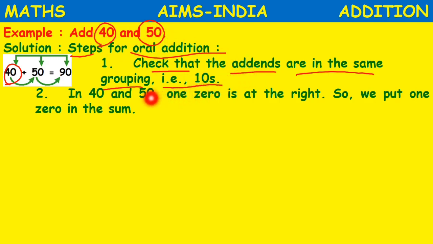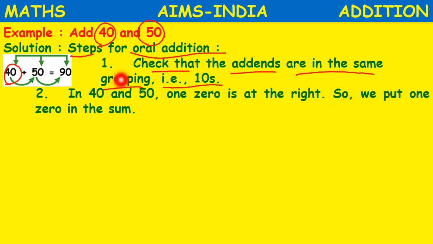They should be in the same groups. See, look at 40 and 50 here. Both are tens, right? Both fall under the tens group. So yes, they are in the same group, that is tens. And the second step will be: in 40 and 50, 0 is at the right. So we put 0 in the sum.